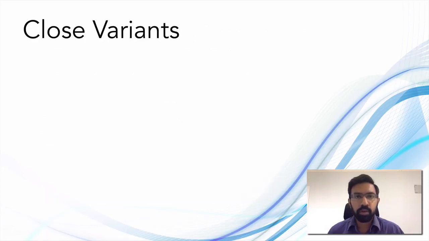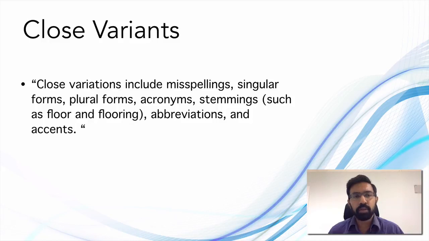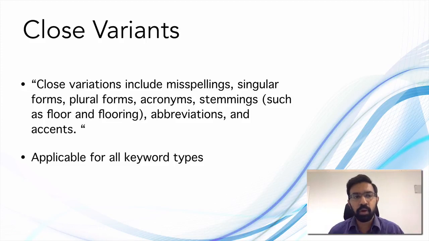Before we get into the examples, let's look at what are close variants. Google defines close variants as keywords which include misspellings, singular forms, plural forms, acronyms, stemmings, abbreviations and accents. Google tries to understand what your keyword is about, and it includes the close variants by default. And this is applicable for all keyword types. For example, if you have a keyword called shoe in your phrase match keyword, the ads will trigger even for the keyword shoes, which is a plural form of shoe.